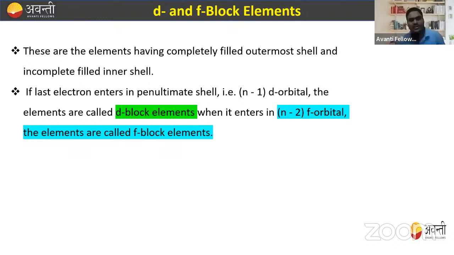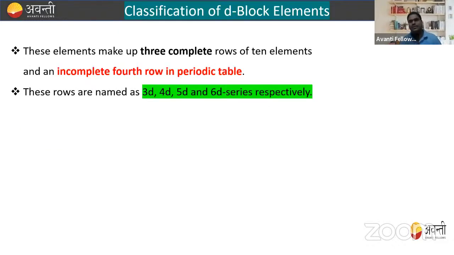So basically, if the last electron enters into the penultimate shell, that is the n minus 1 d orbital, and if it's the n minus 2 f orbital, what does that mean? If the outermost shell, let us assume, is 5s, right? So 5s2. So the penultimate shell will be 4. So 4d1, 4d2, 4d3, it may be anything from 4d1 to 4d10, right? So if the last electron enters into the penultimate shell's d orbital, then the elements are called d block elements. And if it enters into the n minus 2 f orbital, then the elements are called f block elements. So these are the general definitions of d block elements and f block elements, right?